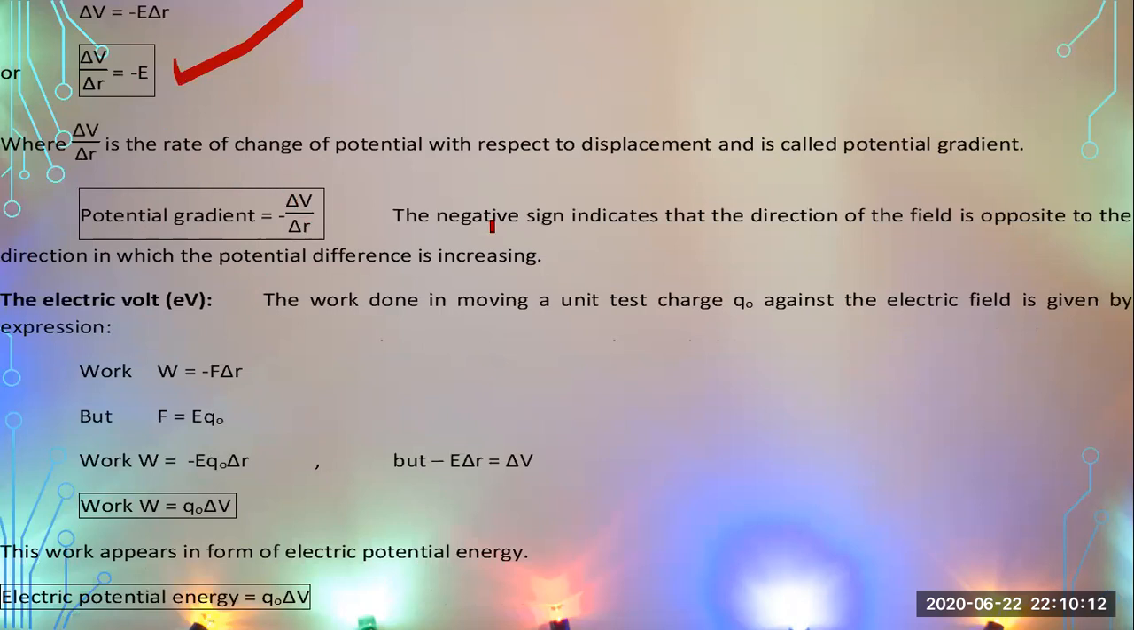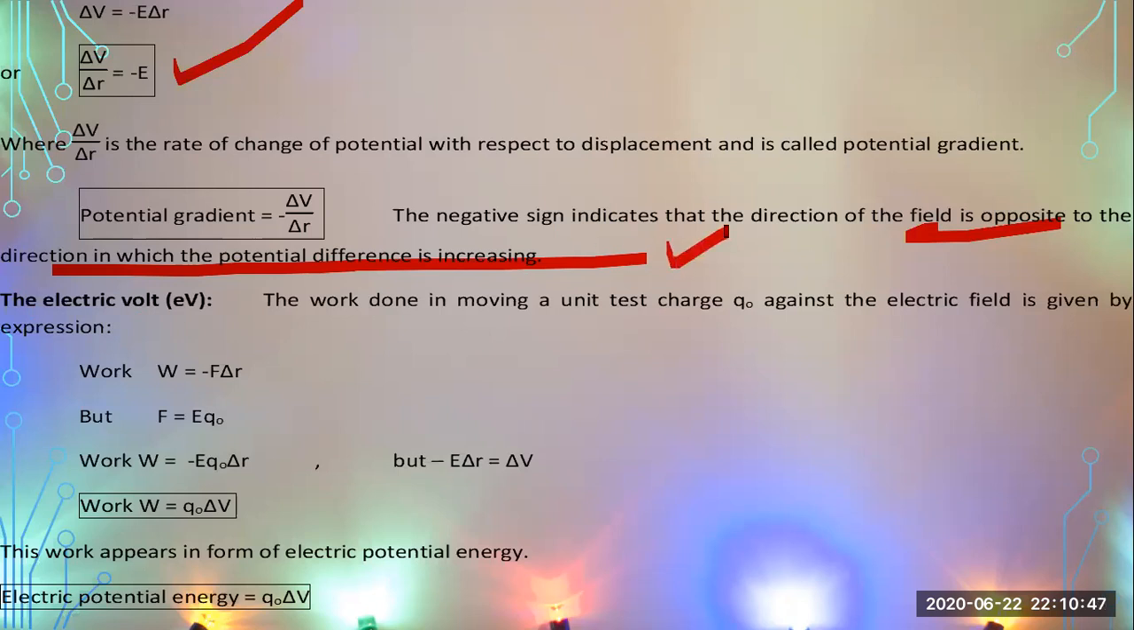This dV over dR, the negative sign indicates that the direction of field is opposite. So this is very simple to understand, opposite to the direction in which the potential difference is increasing. Potential difference is increasing means more amount of energy will be required to move the charged particle when you are moving towards the charge, and when you are moving away from the charged particle, it is decreasing. So this is the reason the negative sign indicates that the direction of field is opposite to the direction in which the electric potential is increasing. Both are along the opposite directions to each other.